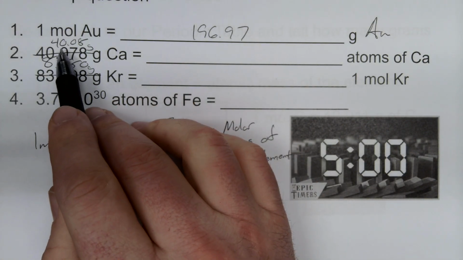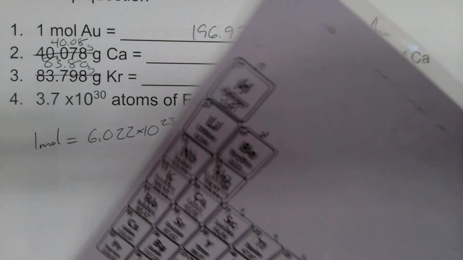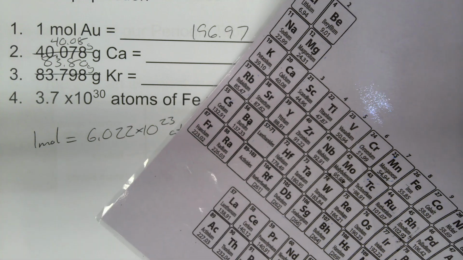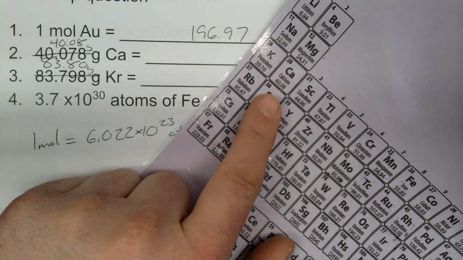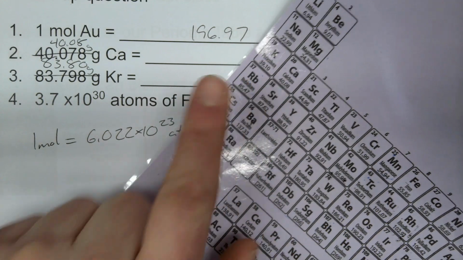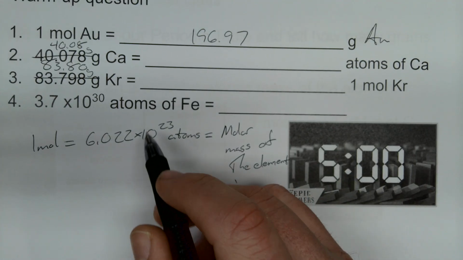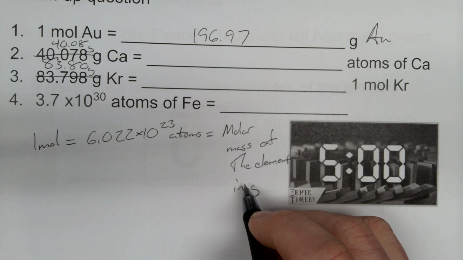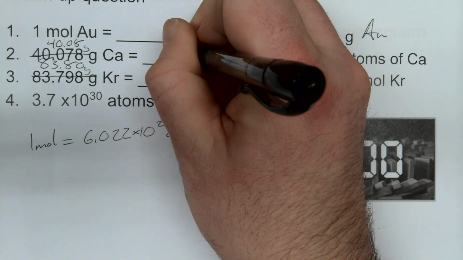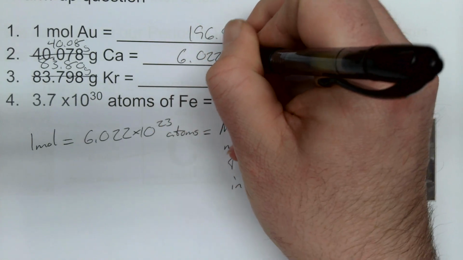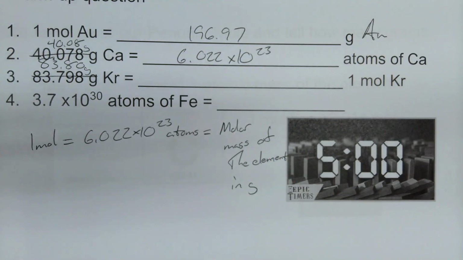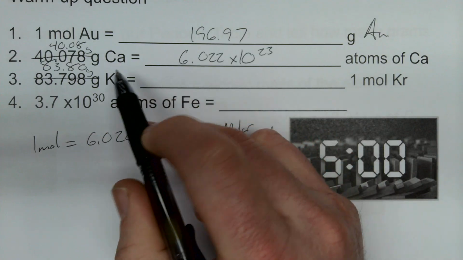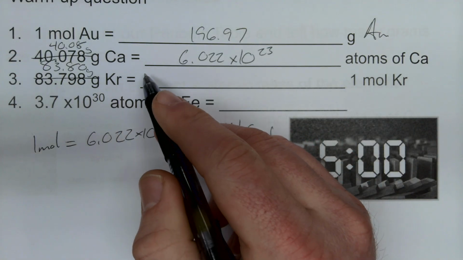If I take a look at my periodic table for calcium, I see it has a molar mass of 40.08. So 40.08 grams of calcium, my molar mass of the element in grams, is going to equal 6.022 times 10 to the 23 atoms of calcium. If I were to weigh out all those atoms, I would get 40.08 grams of calcium.